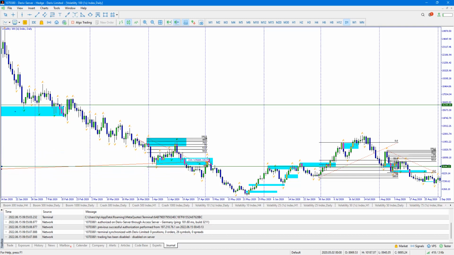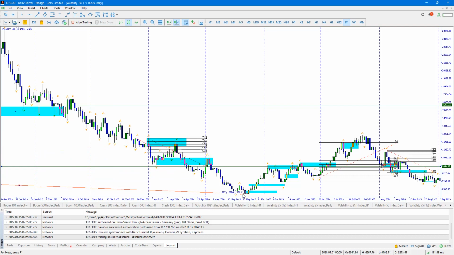And then price came back to test the breaker block. This is the breaker block. Those that have been following the videos know what the breaker block is. So price came back to test the breaker block, and then price created a new low.